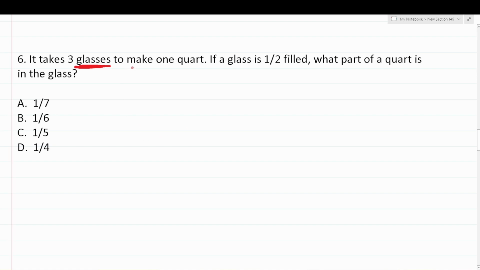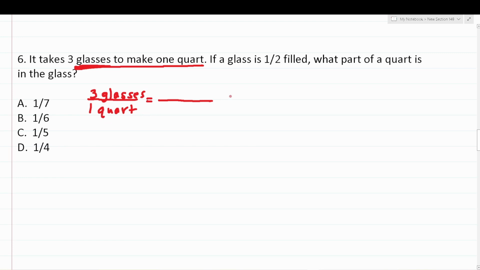Instead, you should realize that this is a proportion problem. The way you set up proportions is like this. You set two fractions equal to each other. Using the information that you know already, you fill in the left-hand side of the proportion. And on the right-hand side, you put the information you're trying to figure out. So what do we know already? According to the problem, it takes 3 glasses to make 1 quart.